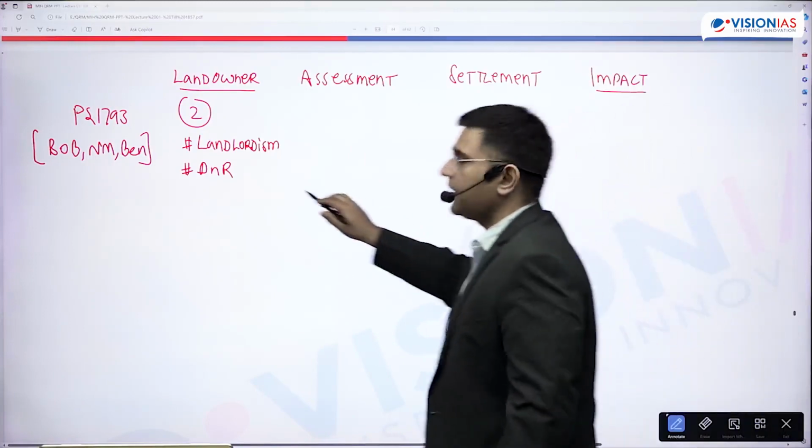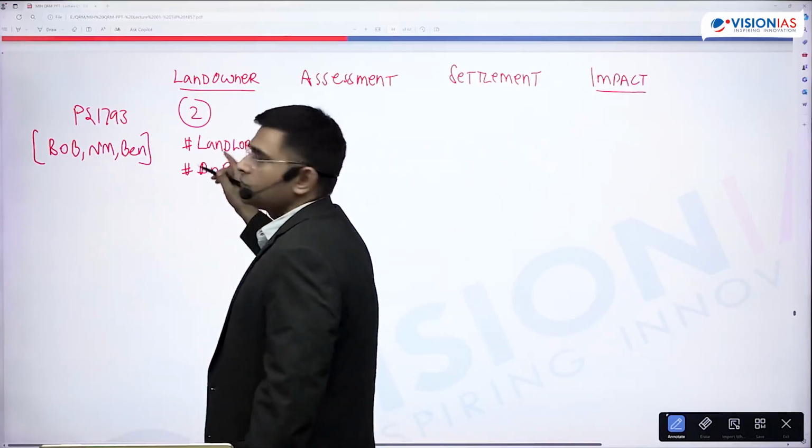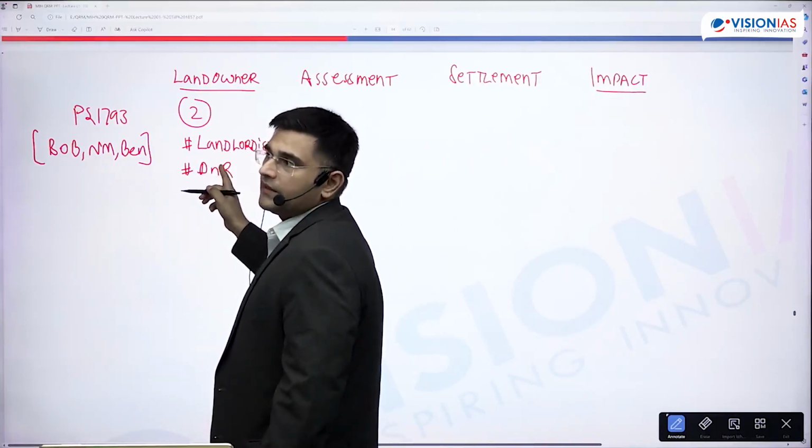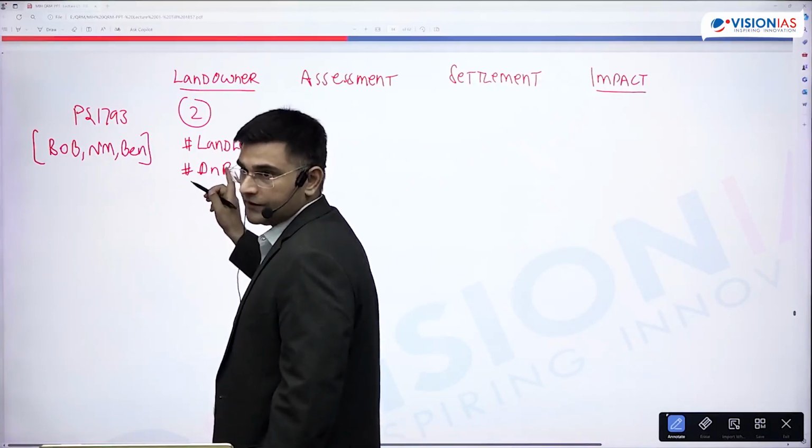So therefore, divide and rule, right? Good relations, right? And this worked also in 1857 revolt. The Zamindars of Bengal, they stayed loyal to the British, right? So divide and rule was the reason, right?